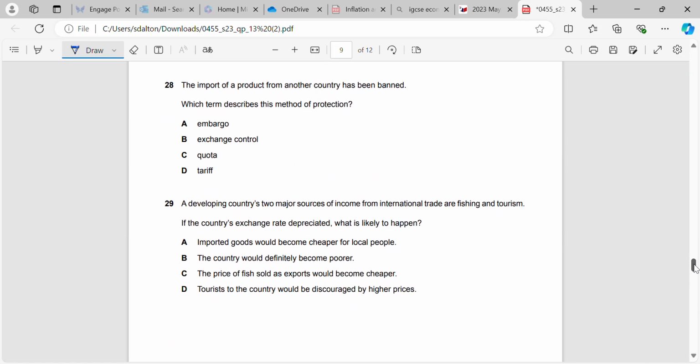Okay, question 29. A developing country's two major sources of income from international trade are fishing and tourism. If the country's exchange rate depreciated, what is likely to happen? Okay, so the main thing we need to know, without even looking at A, B, C or D, is what happens when the exchange rate depreciates?